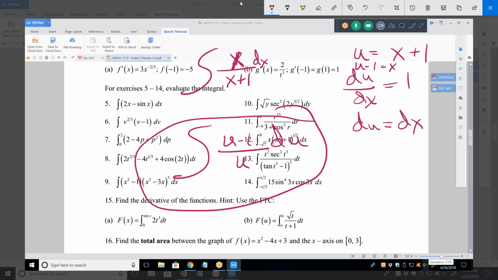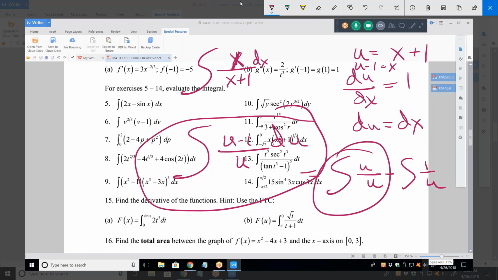So now I can do that one. Why can I do that one? Because I can break that fraction up. In other words, I can break it up into the integral of u over u minus the integral of 1 over u. I know how to do that integration, and I know how to do that integration. What I don't know how to do is that integration without using change of variable U substitution. You with me? Yep. Okay.